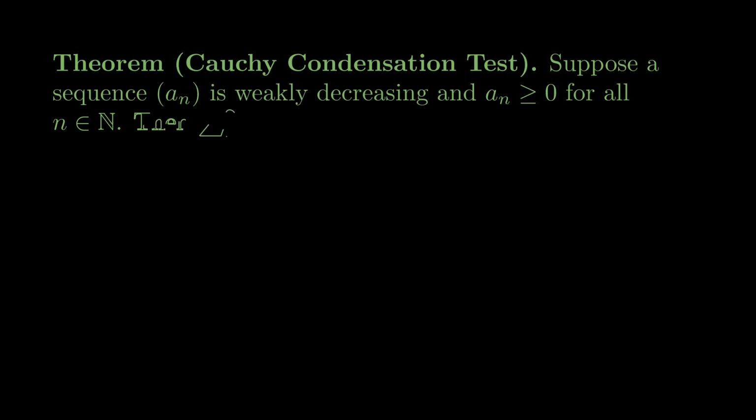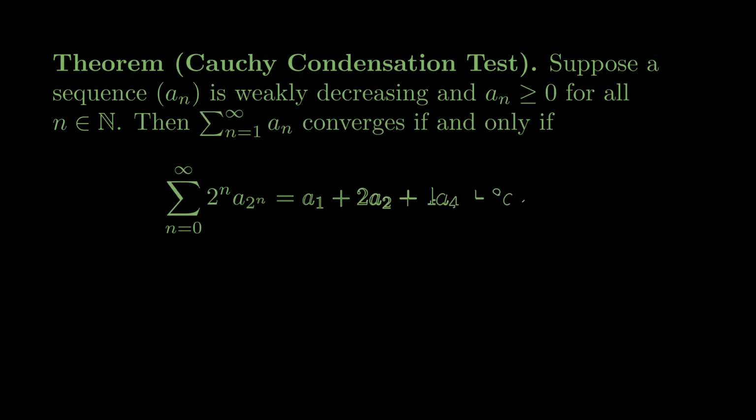Then the series, the sum n equals 1 to infinity of a sub n, converges if and only if a certain related series converges. That series is the sum from n equals 0 to infinity of 2 to the n, a sub 2 to the n, whose terms can be written out as a sub 1 plus 2a2 plus 4a4 plus 8a8, etc. This is a stronger statement than the specific case we used with the harmonic series, because that only went one direction. We made the terms smaller and argued that since the smaller series was unbounded, so was the bigger one. And we'll do that here as well, but we also get the reverse direction. This is an if and only if.